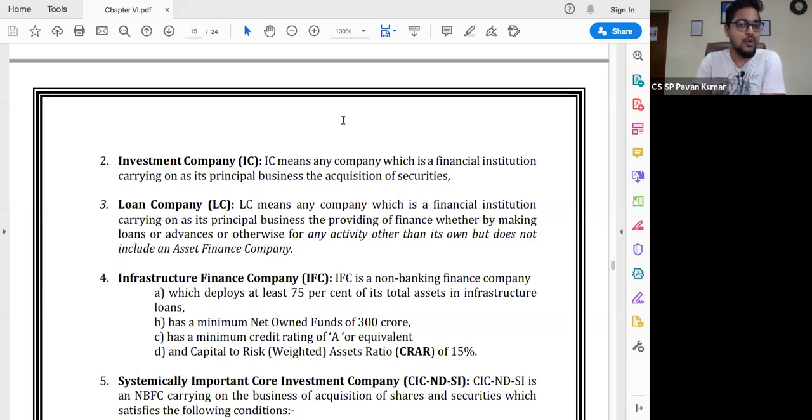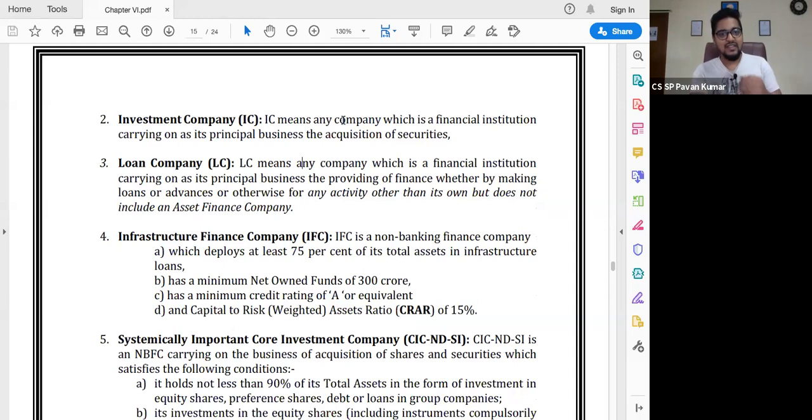Then comes the loan company. These loan companies give all loans except those loans which are given by asset financing companies. Asset financing companies give loans specifically for big assets. Loan companies give all types of loans, but do not cover those specifically for asset financing.